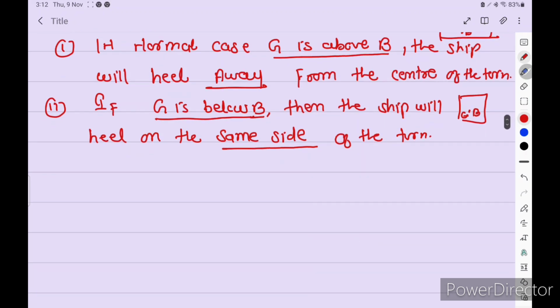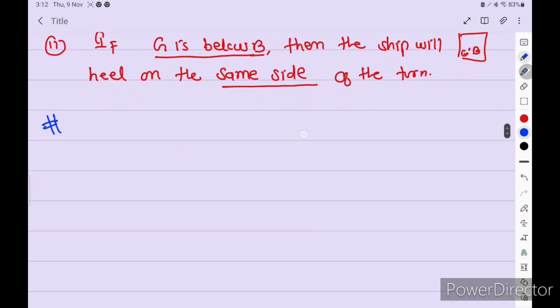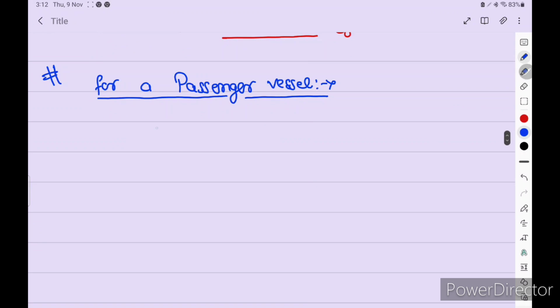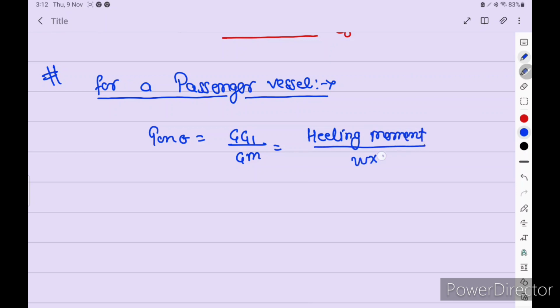Okay, this is the first formula if a normal vessel is given, but if the question mentions a passenger vessel, then there is a second formula. The same heel due to turn, for a passenger vessel: tan theta is equal to GG1 upon GM, which is equal to heeling moment divided by W into GM.